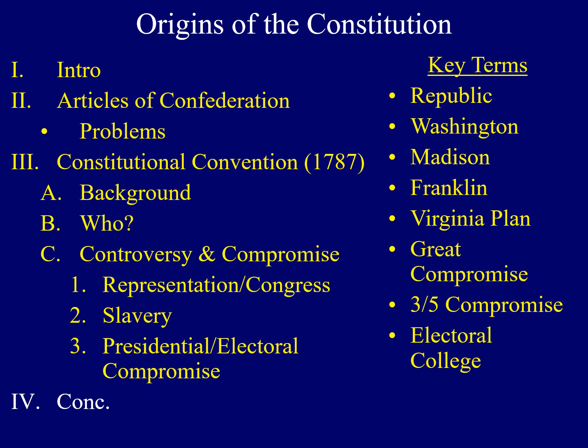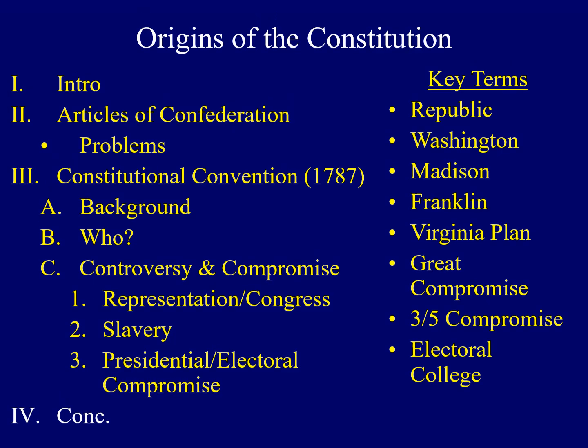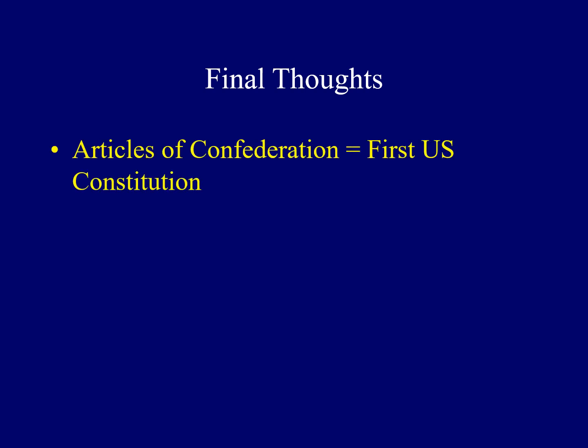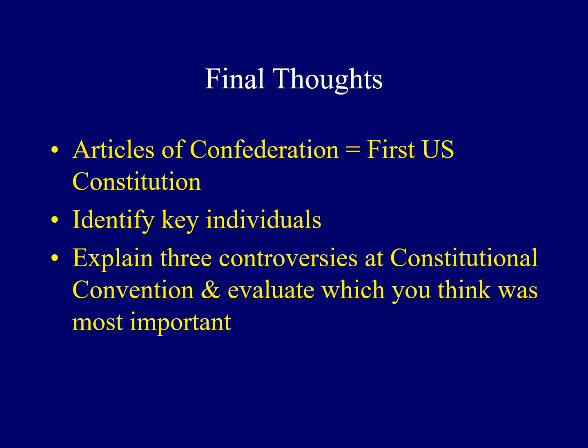I did have a couple of concluding remarks. To sum up some of the key ideas from this lecture, first of all, the Articles of Confederation was the name of the first Constitution of the United States. You should also be able to identify some of the key individuals who shaped events at the Constitutional Convention. And finally, you should be able to explain 3 controversies from the convention itself and evaluate which you think was the most important.